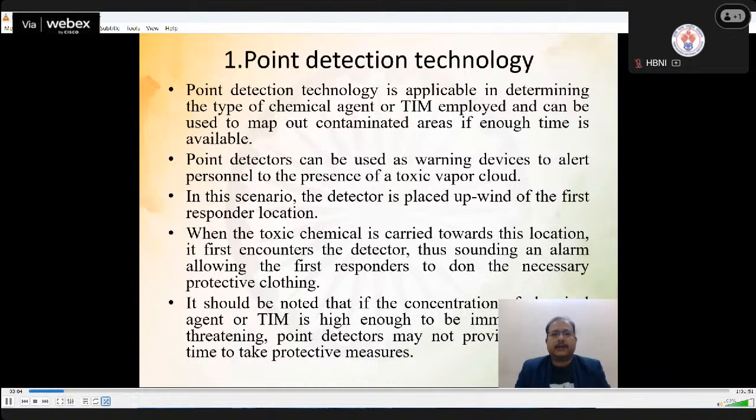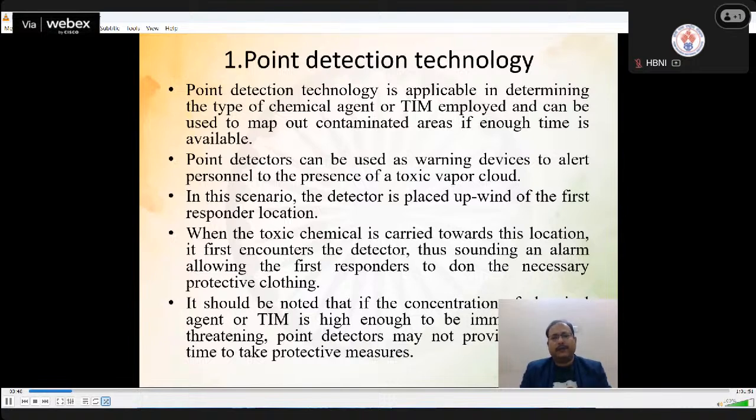First, we will take point detection technologies. As this is the first technology, we have to focus upon this particular part. Point detection technology is applicable in determining the type of chemical agent or toxic industrial material employed and can be used to map out contaminated areas if enough time is available. It is very clear from this slide that time management is much required. If we have enough time, for example, if a certain incident took place but it is not creating problems in the neighborhood, and the community or stakeholders are not complaining, then we can utilize point detection technology.